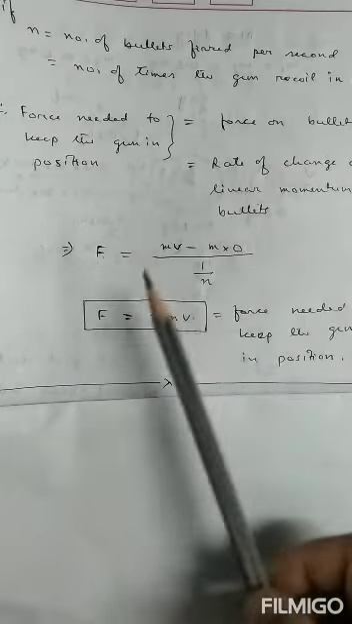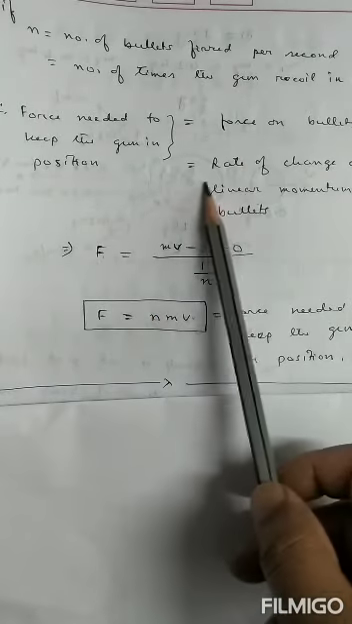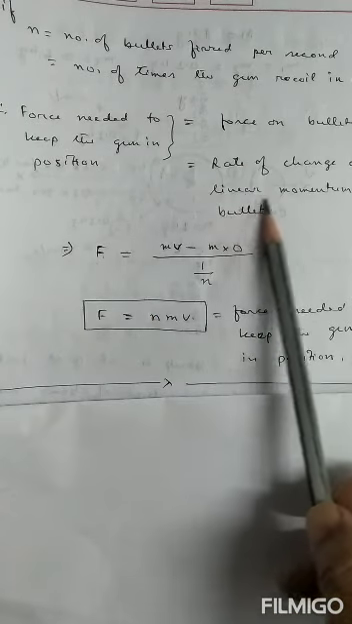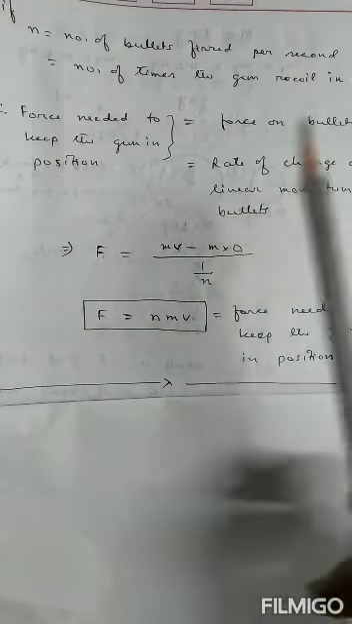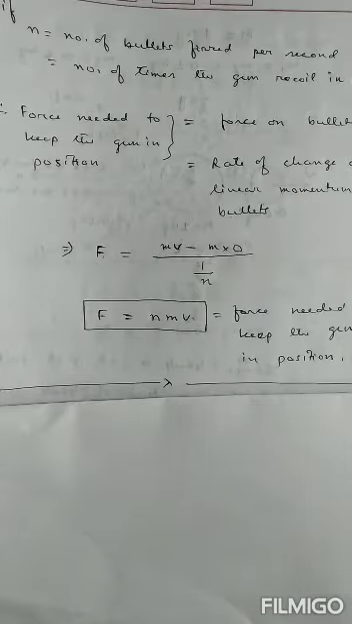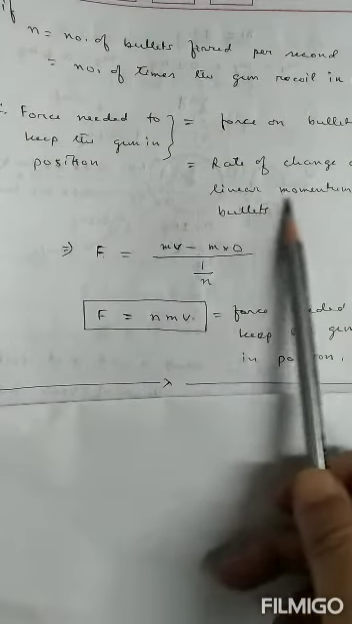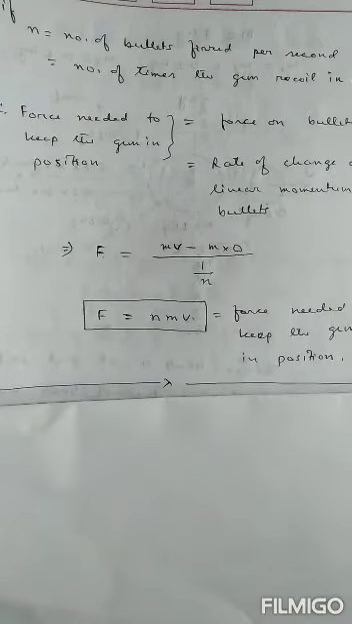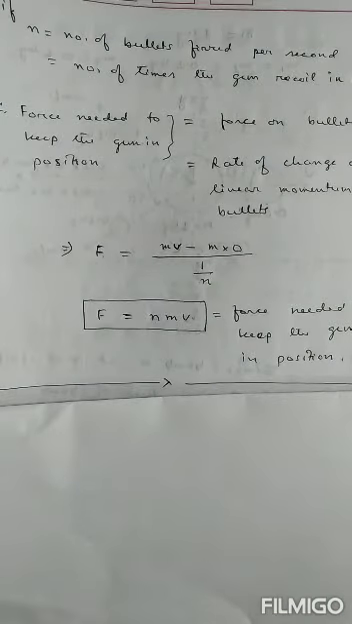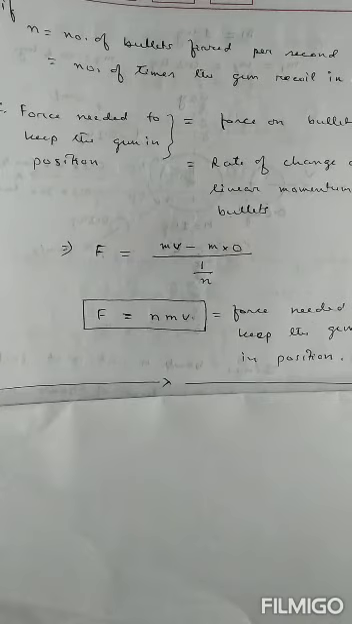What is the force on the bullet? The force on the bullet is equal to the rate of change of linear momentum of the bullet. What is Newton's second law? Applied force is directly proportional to the rate of change of linear momentum of the body.